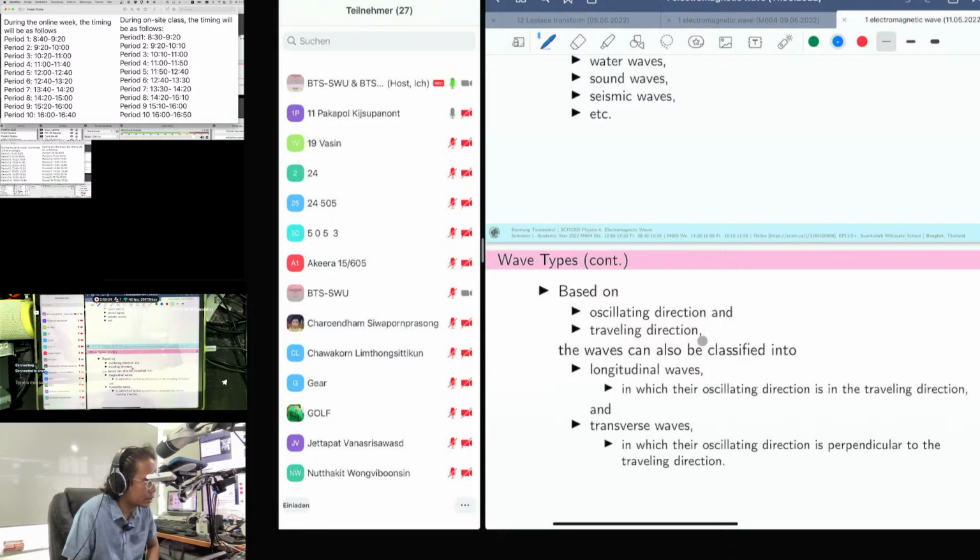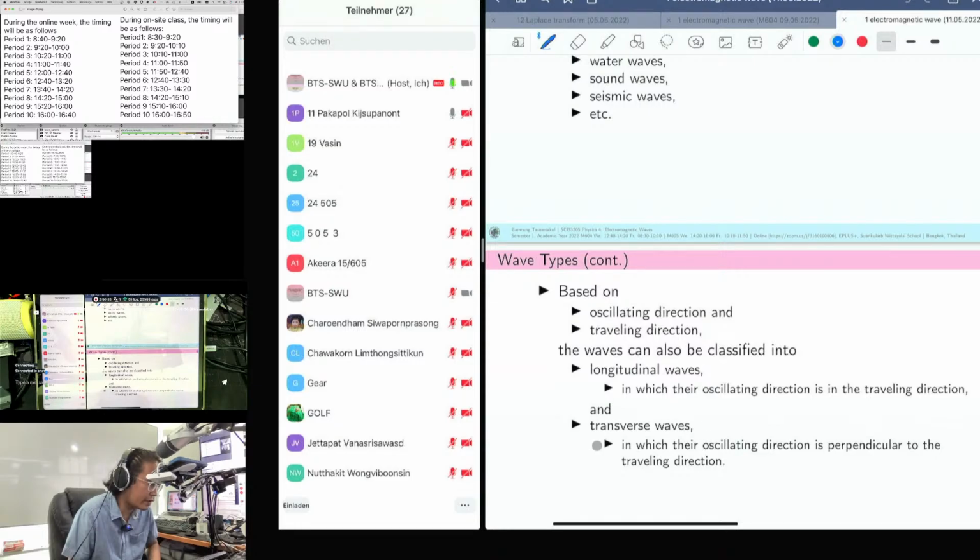Okay, like the sound wave. Okay, the compression of the air and the increased amount of the air will take place in the same direction as the sound propagates. So that's the longitudinal wave. Okay, that's an example of the longitudinal wave.